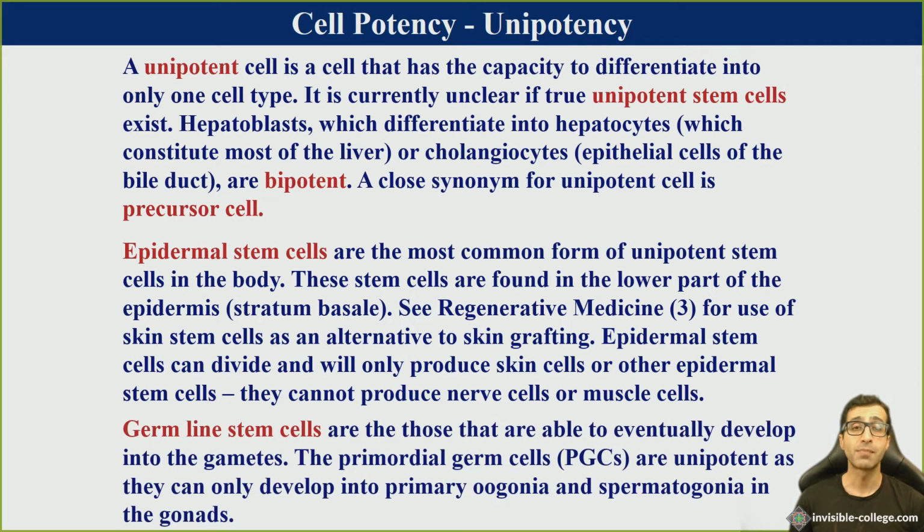Now, germline stem cells, these are the cells which are able to eventually develop into the gametes. Now, the primordial germ cells, or PGCs, these are unipotent because they can only develop into the primary oogonia and spermatogonia in the reproductive organs, or the gonads.